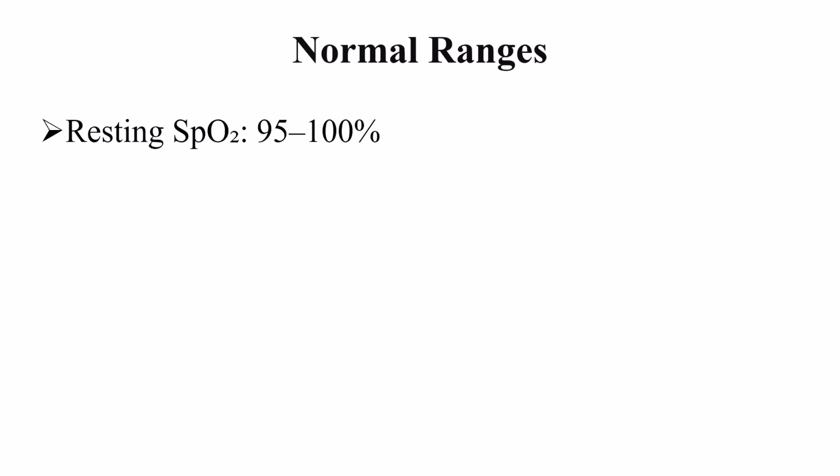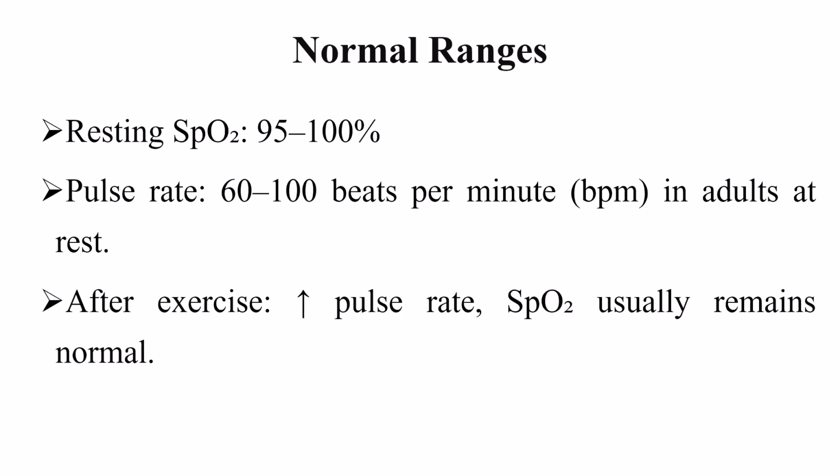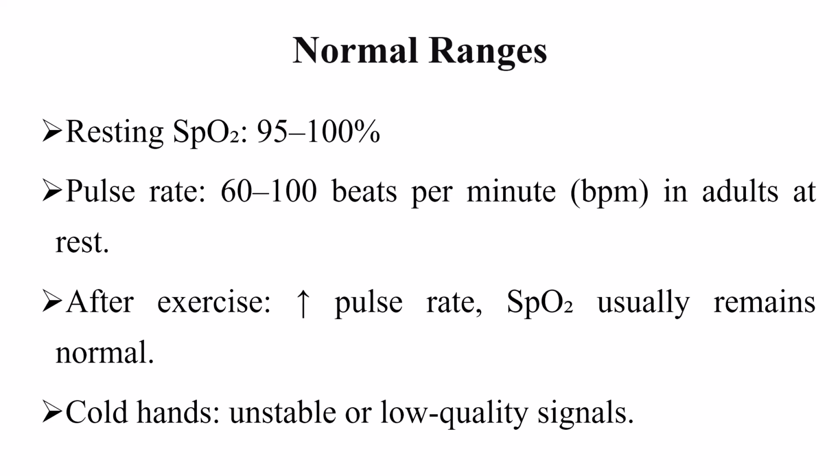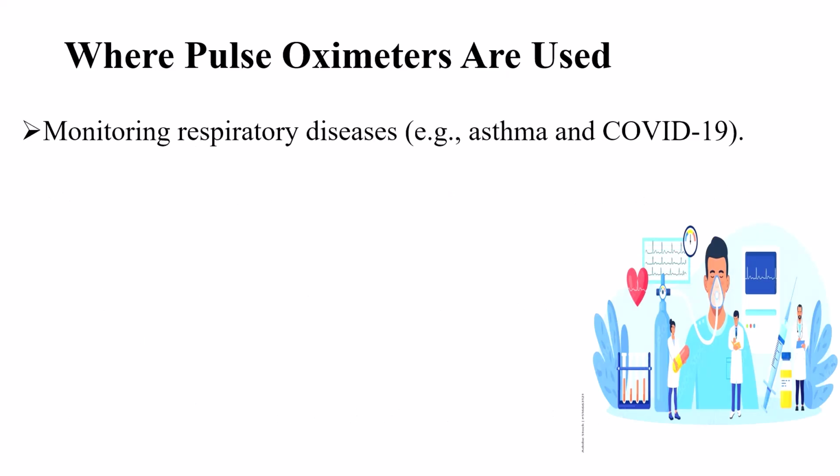Normal ranges that can be detected by a pulse oximeter: at rest, SpO2, as we said previously, is 95 to 100%, while the pulse rate is normally between 60 to 100 beats per minute in adults at rest. When someone does exercise or activity, after the exercise the pulse rate increases, while the SpO2 usually remains normal. A cold hand also affects the result. We have an unstable or low quality signal.